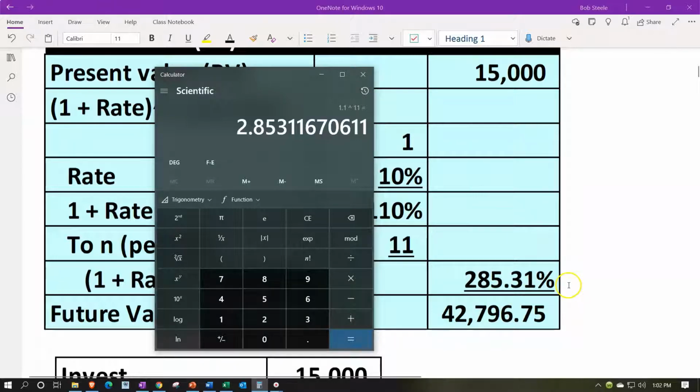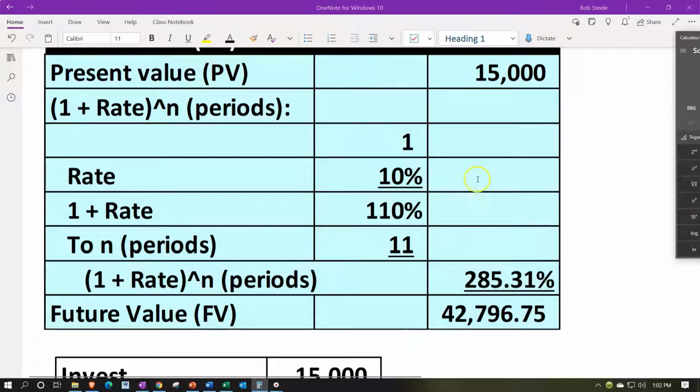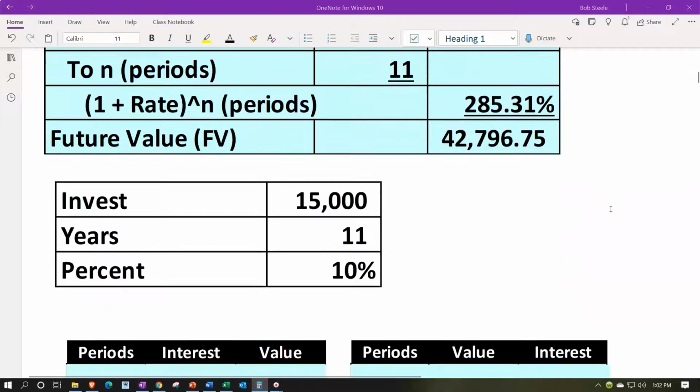Notice this number is rounded here. And then if I take the trusty calculator here and we multiply that out, taking this times the 15,000, that's going to give us 42,796.75 about. Note again, it's rounded. So there we have that calculation for the future value. That's what we would expect the future value to be after the 11 years compounded annually at a 10% rate.